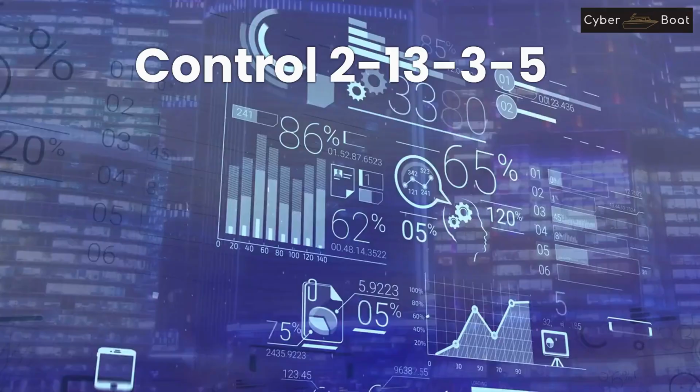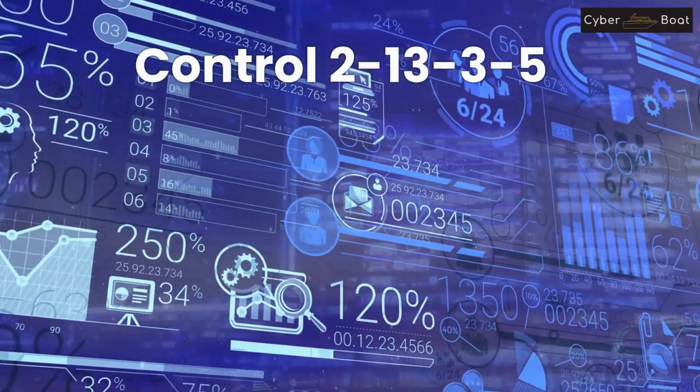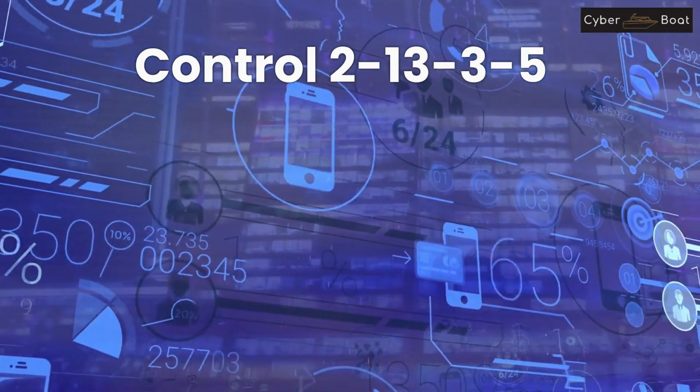It's important to keep in mind that the incident response plans, classification and reporting process, and threat intelligence collection and sharing process should be reviewed and tested periodically to ensure that they are still effective, and to make any necessary adjustments. Control 2-13-3-5. Collecting and handling threat intelligence feeds to stay informed about new threats and vulnerabilities.